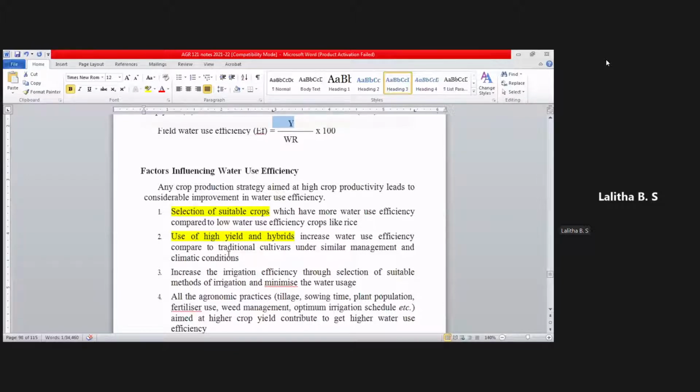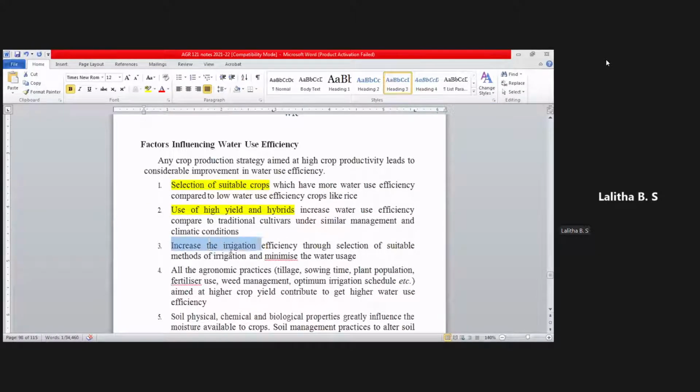Suppose it is Bangalore condition, just think of GKVK. Instead of going for the local variety, we have to select the hybrid. I can give you one example, a rice variety: it is going to give maybe just 3 to 4 tons, whereas if you select the KRH2 hybrid, it is going to give 10 tons, or 100 quintals per hectare. So instead of the varieties, we can go for that.